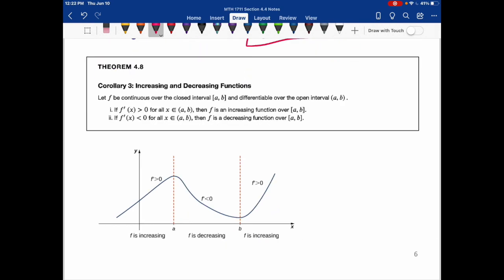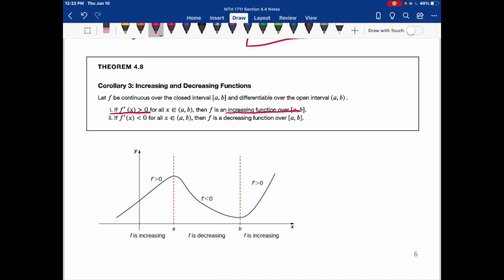And then the last corollary gives us information about where the graph's increasing and decreasing. So if f is a continuous function over the closed interval a to b, and it's differentiable over the open interval from a to b, then when the derivative is positive for all those x values on the interval from a to b, then f is increasing on the interval a to b. And that's going to be true because if you take the derivative and the derivative is positive, that means the slope of the tangent line is positive. So it's got to be increasing.